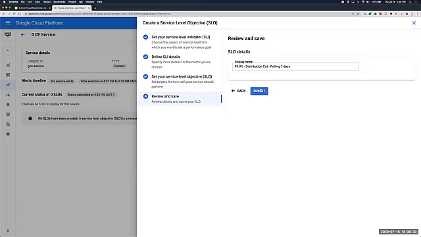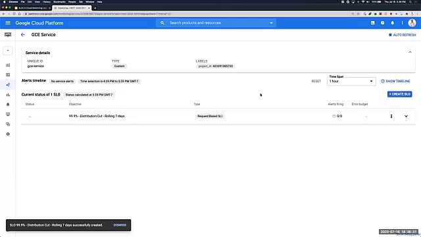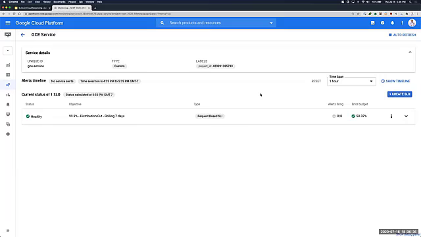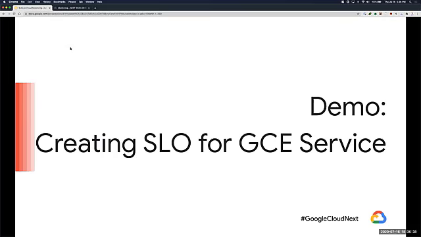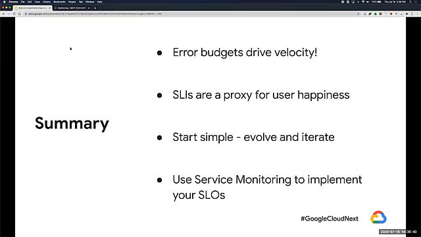And there we are. Right, so once I define the service using the API, I can again go in and add SLOs in the UI. So that's pretty much what I wanted to show you all today, right?